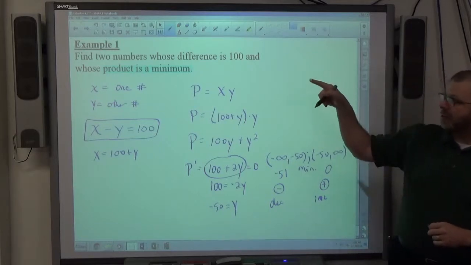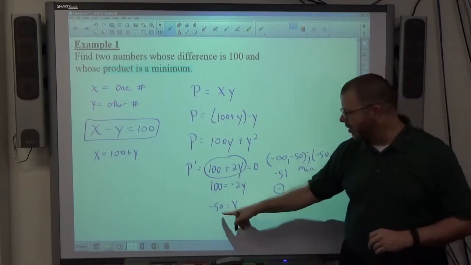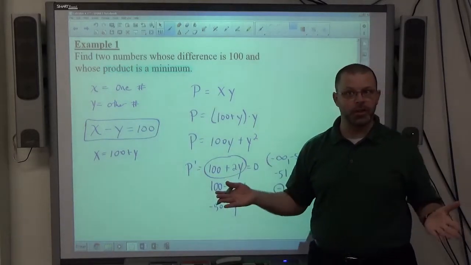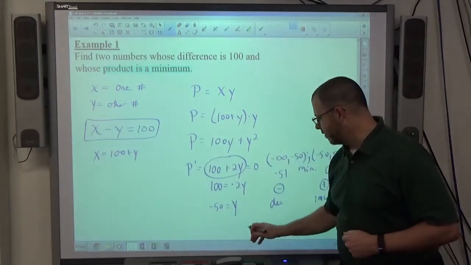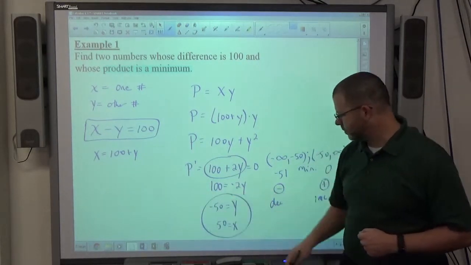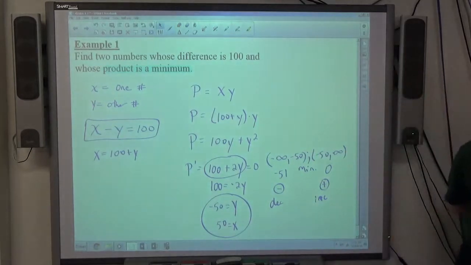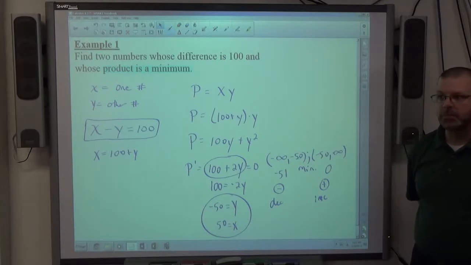Okay, the question asks us to find two numbers. We've only found one. So we also know y is equal to negative 50 is the minimum value of one of the numbers. 100 plus negative 50, which would be positive 50, is the other number. And that tells me that 50 and negative 50 are the numbers whose difference is 100. That product is a minimum.